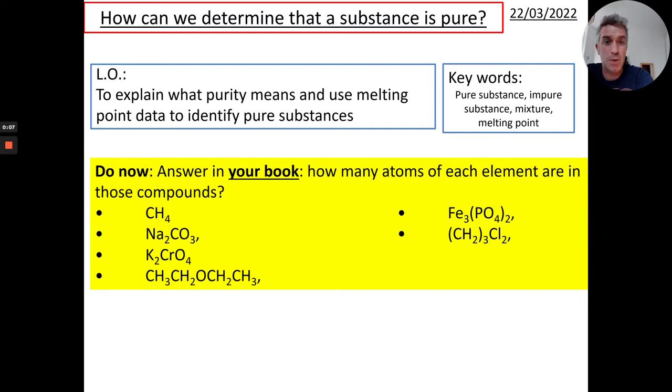Today we're doing how can we determine whether a substance is pure? So that is today's title. How can we determine whether a substance is pure? That's probably yesterday's date. You're watching it a day later. So can you write down the title and then the starter?